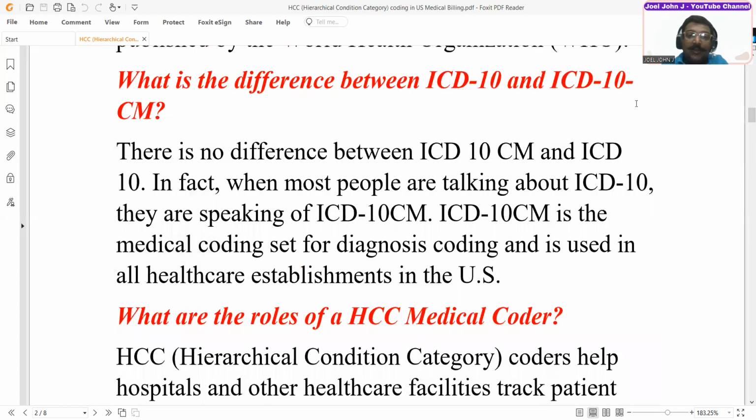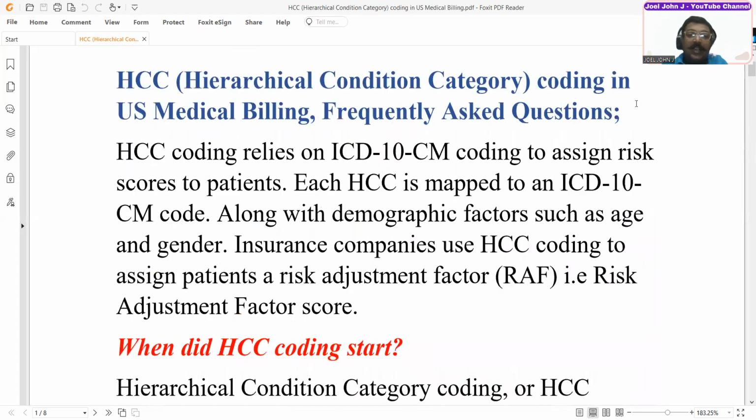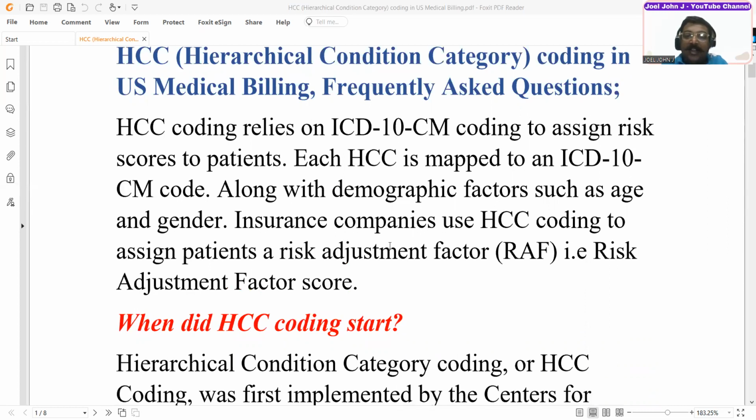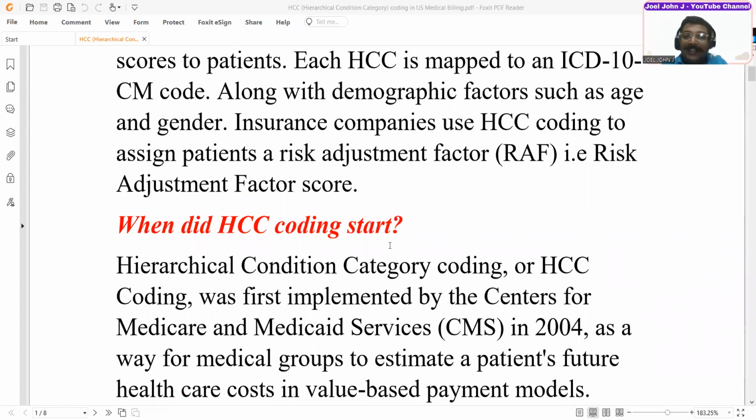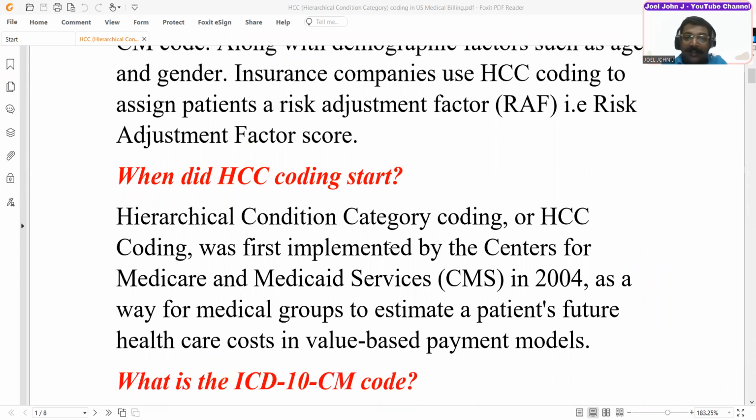Okay, so now getting into the topic, HCC or hierarchical condition category coding in US medical billing, the frequently asked questions. HCC coding relies on ICD-10-CM coding to assign risk scores to patients. HCC is mapped to an ICD-10-CM code along with demographic factors such as age and gender. Insurance companies use HCC coding to assign patients a risk adjustment factor, or RAF, that is, risk adjustment factor score.